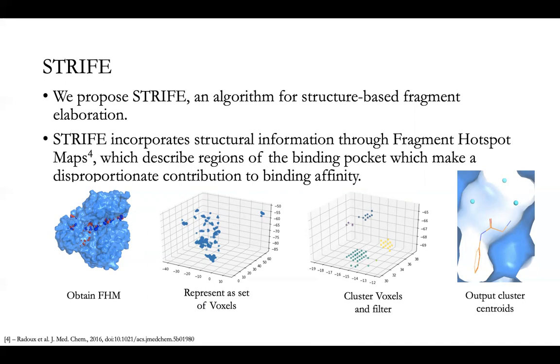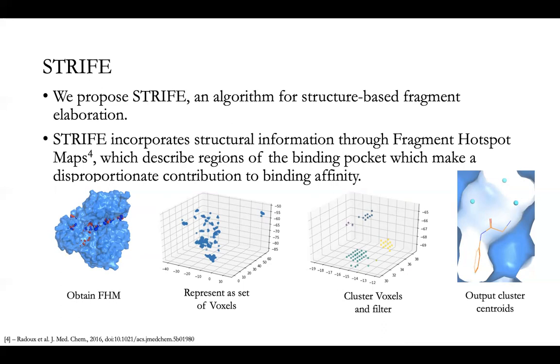To process these fragment hotspot maps, of which we've got an example on the left, where the red regions correspond to acceptor hotspots and the blue regions to donor hotspots, we represent it as a set of voxels. Then through a clustering and filtering process, it all boils down to a small set of 3D coordinates for the pharmacophoric points. Our aim is to place a matching pharmacophore in close proximity to one of these coordinates.